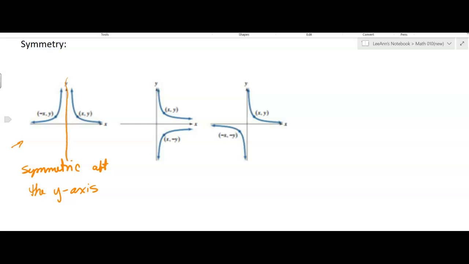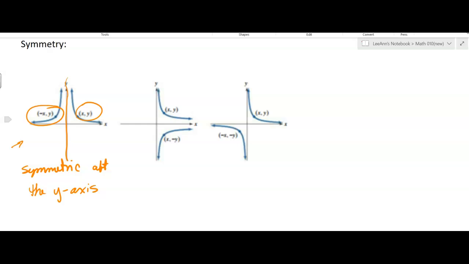And what that means is, here's the y-axis. If I were to fold it along that y-axis, the points on the left would match up with the points on the right. So for every point (x, y), there's one on the other side, (negative x, y). That's what it means to be symmetric about the y-axis.